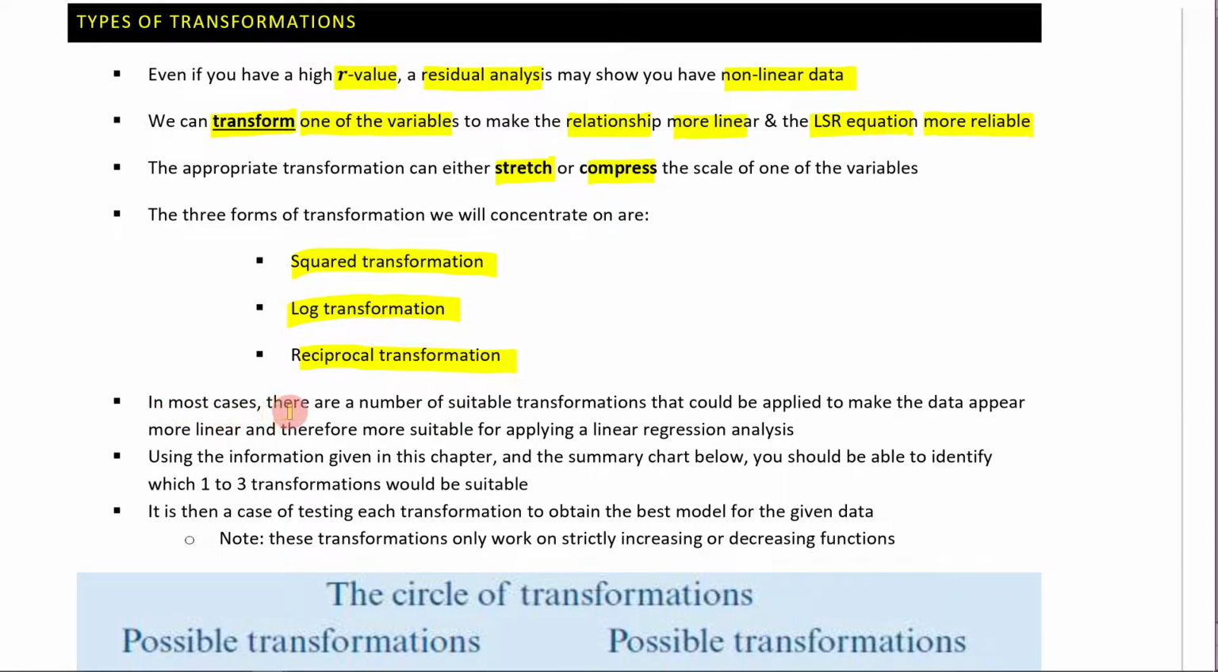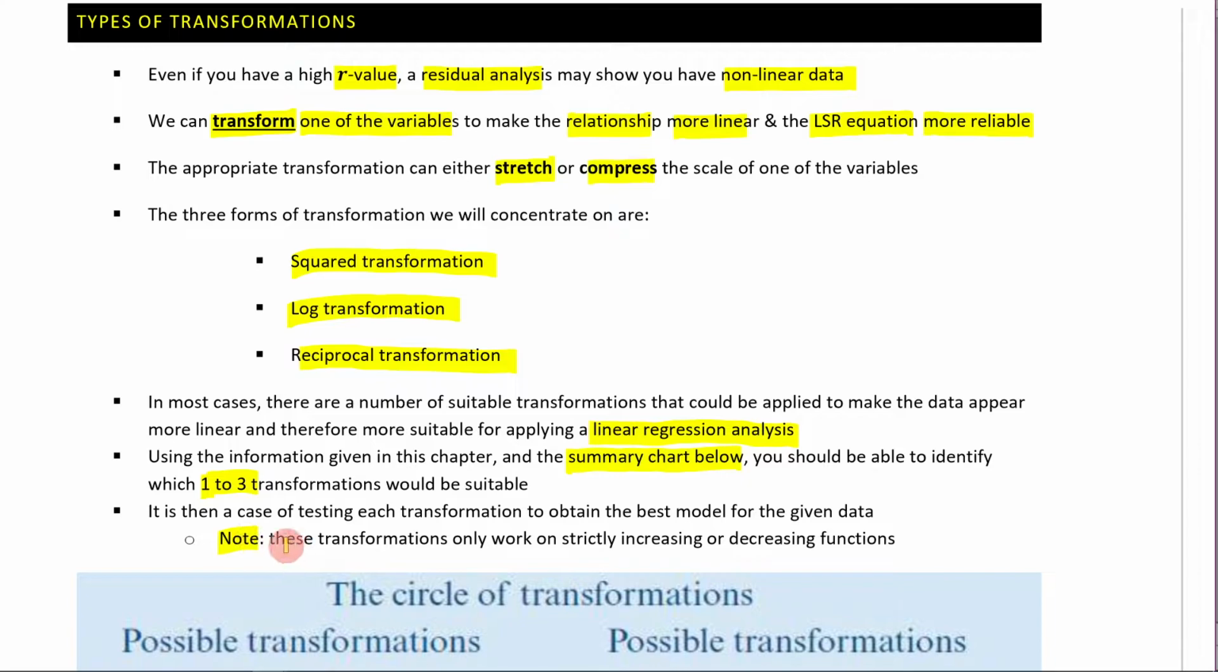In most cases, there are a number of suitable transformations that could be applied to make the data appear more linear, and therefore more suitable for applying a linear regression analysis. Using the information given in this chapter and the summary chart below, which we'll be looking at, you should be able to identify which one to three transformations would be suitable. It is then a case of testing each transformation to obtain the best model for the given data.